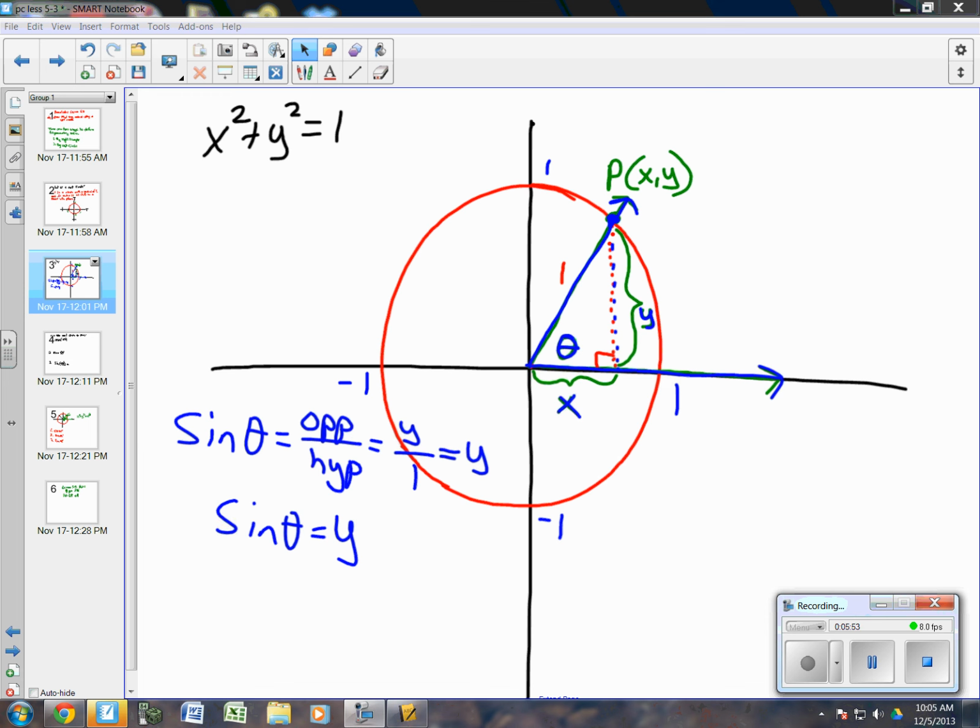Because the cosine can be defined to be adjacent over hypotenuse. Adjacent side would be x. Hypotenuse would be 1. x over 1 is just x. So cosine theta is equal to x. Everybody write that down: the cosine of theta equals the x coordinate.